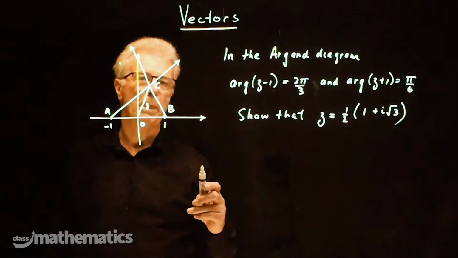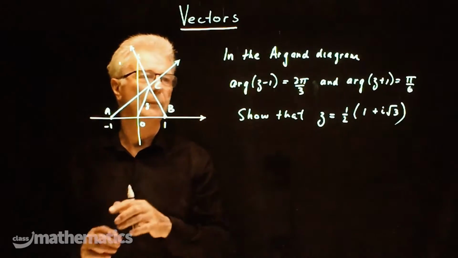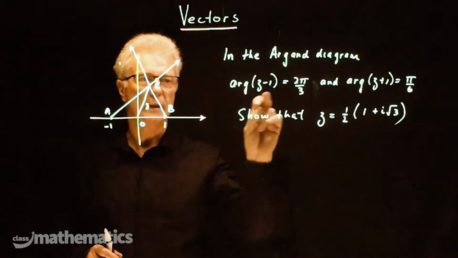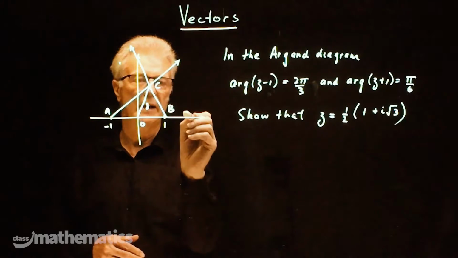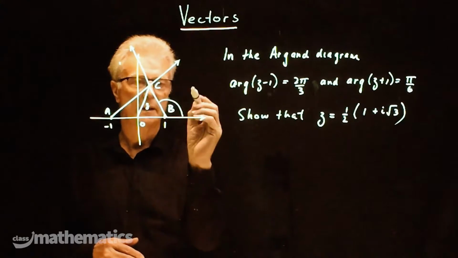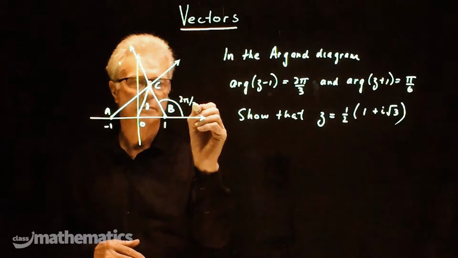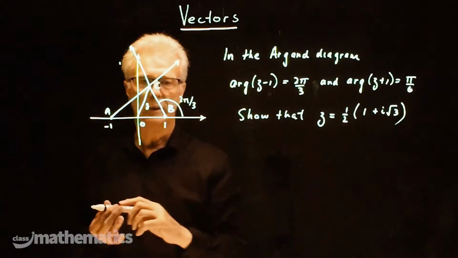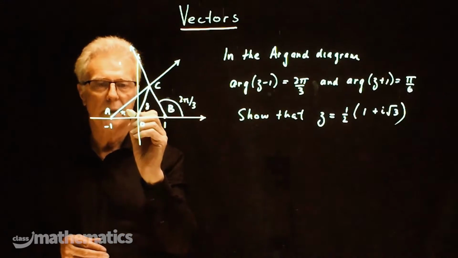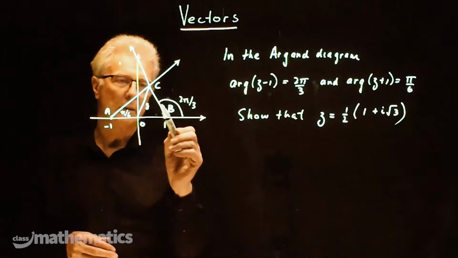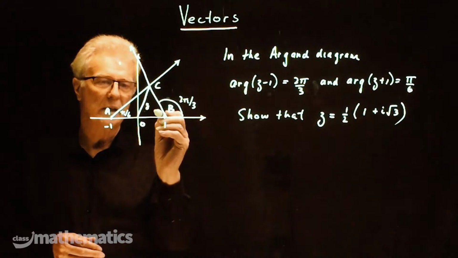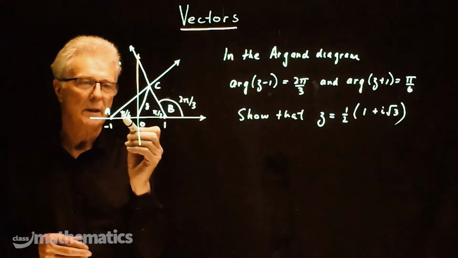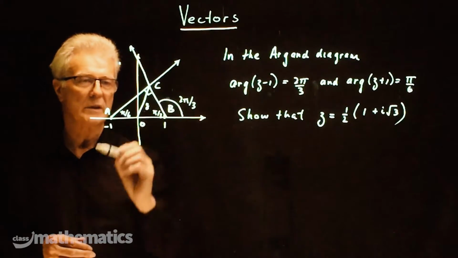In this next example, in this Argand diagram, we're given arg(z minus 1) equals 2π upon 3. So that means that this angle here must be 2π upon 3. And then we're told that arg(z plus 1) is equal to π upon 6. So it must be π upon 6 in there. Now that's 2π upon 3 in there. This angle here must be π upon 3, or 60 degrees, and that's 30 degrees. So this angle must be 90 degrees up there.